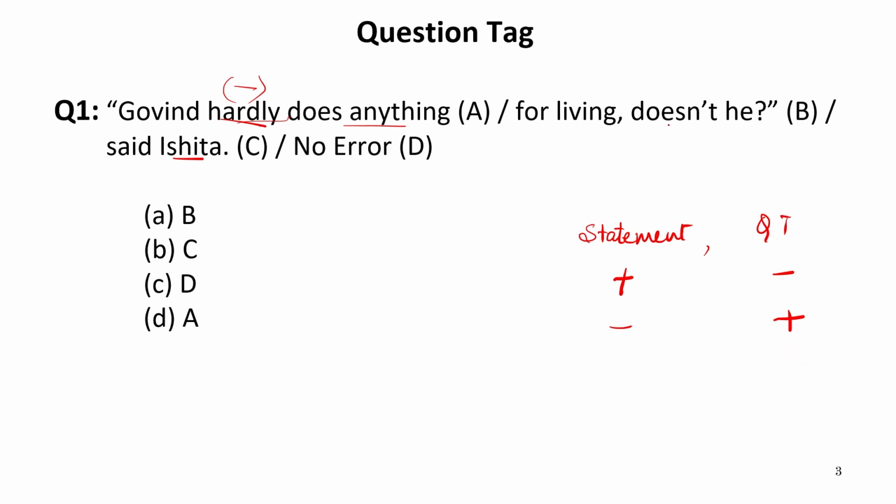Following this concept, here it is written doesn't, which is incorrect, because if the statement is negative, the question tag has to be positive. So Govind is a singular subject. Also does is given, it means the sentence is in present indefinite tense. So we can write here, does he. So this doesn't should be replaced with does. So the error is in part B. Now, if the error is in part B, but this B part is given in the option A, therefore our answer is A.